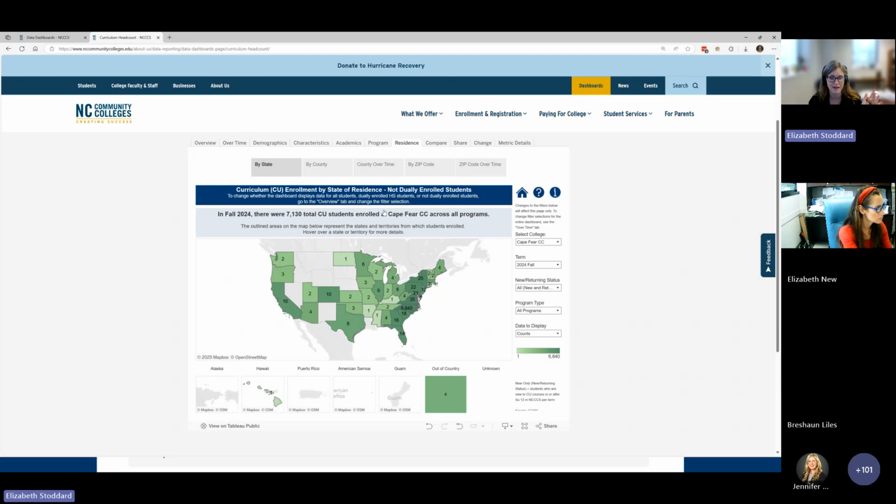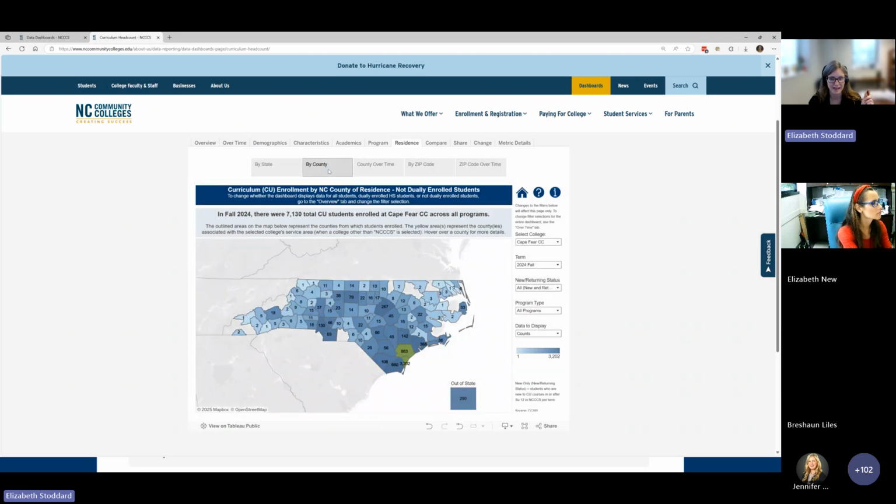So we can see Cape Fear, in fall 24, had students from kind of all over the country, and Hawaii, and some from out of country as well. We can look at it at the county level, and we can see these highlighted areas, that's the service area for Cape Fear, but we can see they are getting students from all over the state as well.